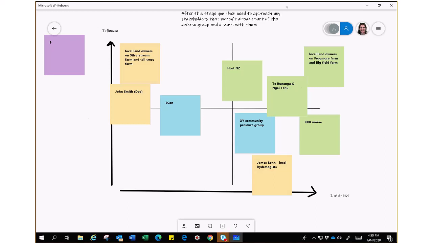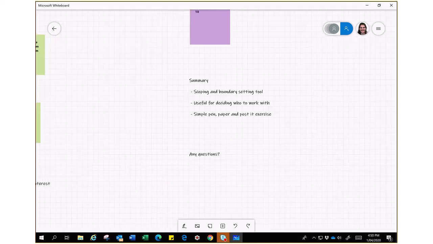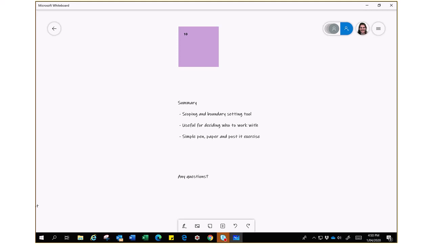So that was influence and interest mapping. In summary, it's a scoping and boundary setting tool. It's useful for deciding who you're going to work with and making those decisions more transparently. And it's a pretty simple pen, paper, question and post-it exercise. And that's us. Any questions?